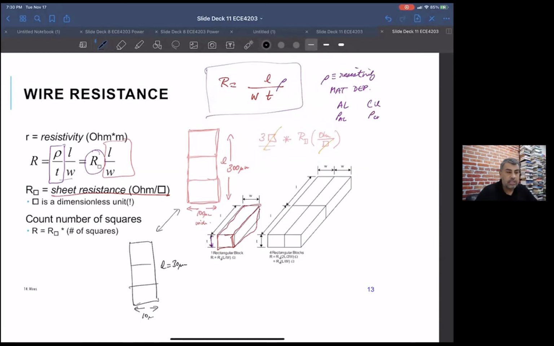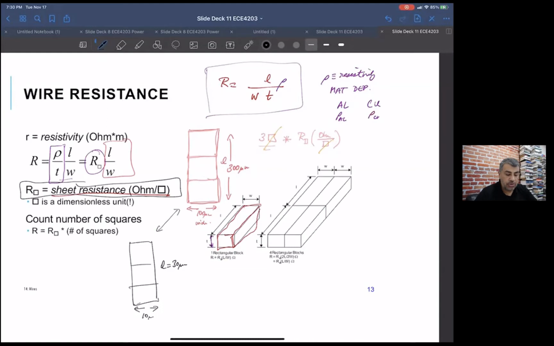So it's a lot easier when you're drawing these connections in your layout and looking at them from the top to just take the length divided by the width and multiply it by the sheet resistance. And that sheet resistance will be different depending on which layer you're talking about, whether it's metal 1 to metal 9 or whatever. It's a lot easier than keeping track of each layer, what the thickness is, and so on.